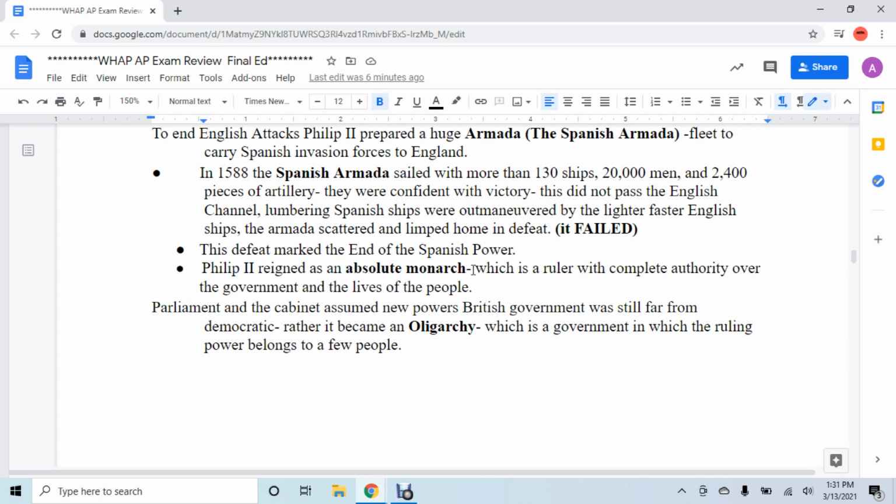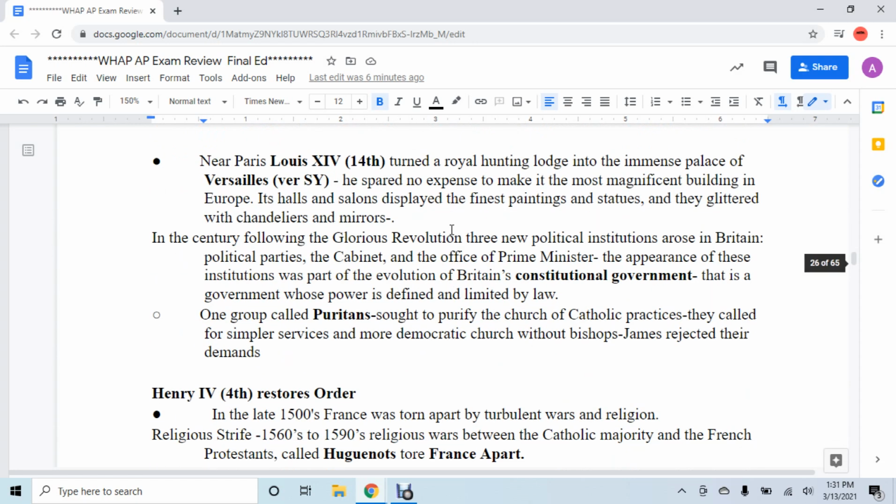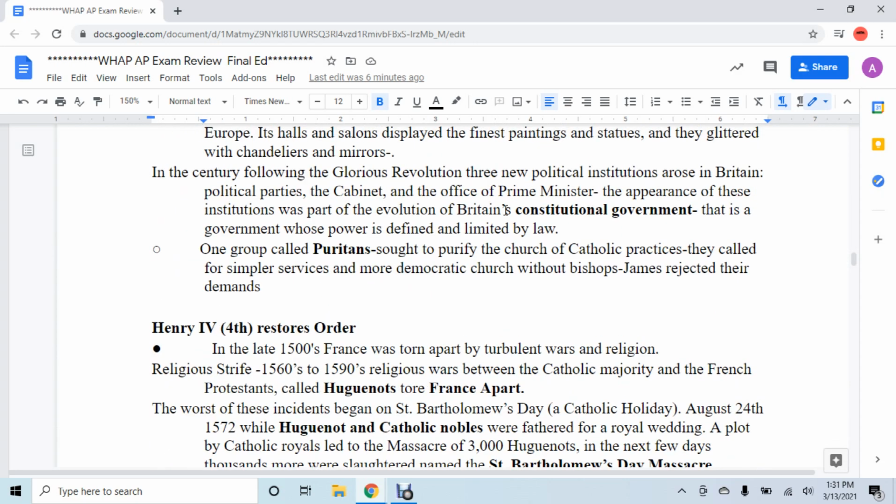Spanish monarchy failed. This is a typo. Absolute monarchy and then oligarchy. That's a typo. Here, England at this time emerges as a constitutional government, implying that it has a document with a government. This is after the Glorious Revolution. Prior to that, it was just a monarchy with a parliament that they would dismiss.